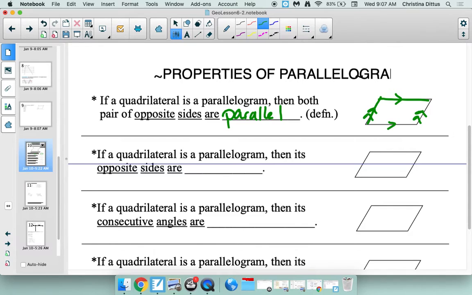Other cool fact about parallelograms, your opposite sides are congruent. And what's it mean to be congruent? Same. They're the same. So this side and that side are the same. This side and that side are the same.